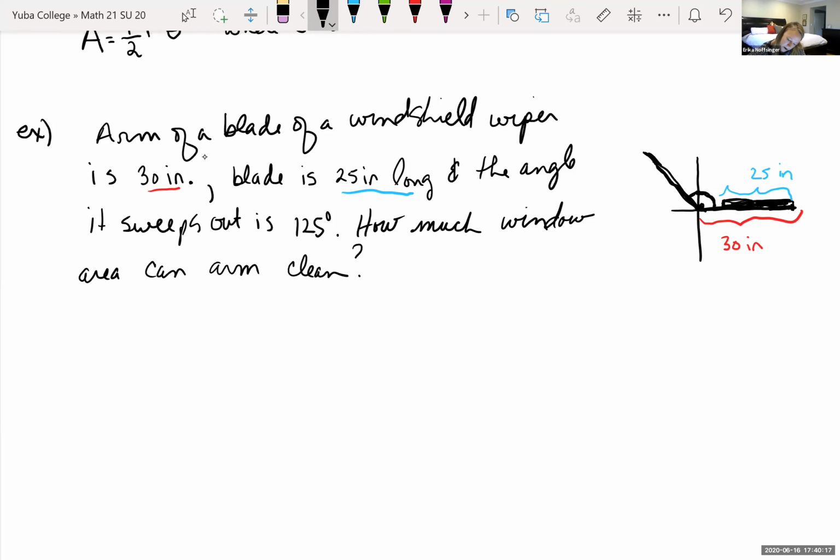Because that part of that's gone. Right. And so when this is swiping, it's only hitting this area in here. And there's this little piece in here that's not getting anything at all. That's not being cleaned in there. And so we want to find this area. So how are we going to do that?